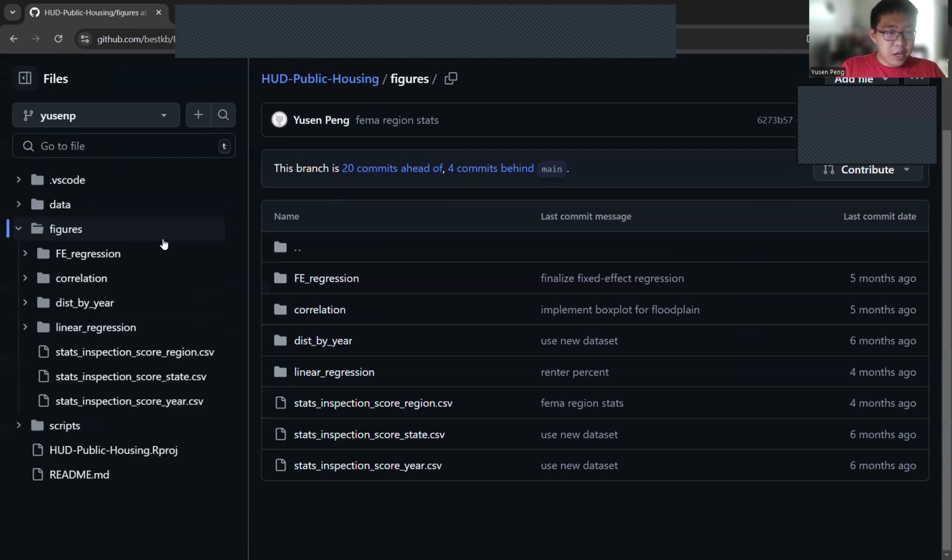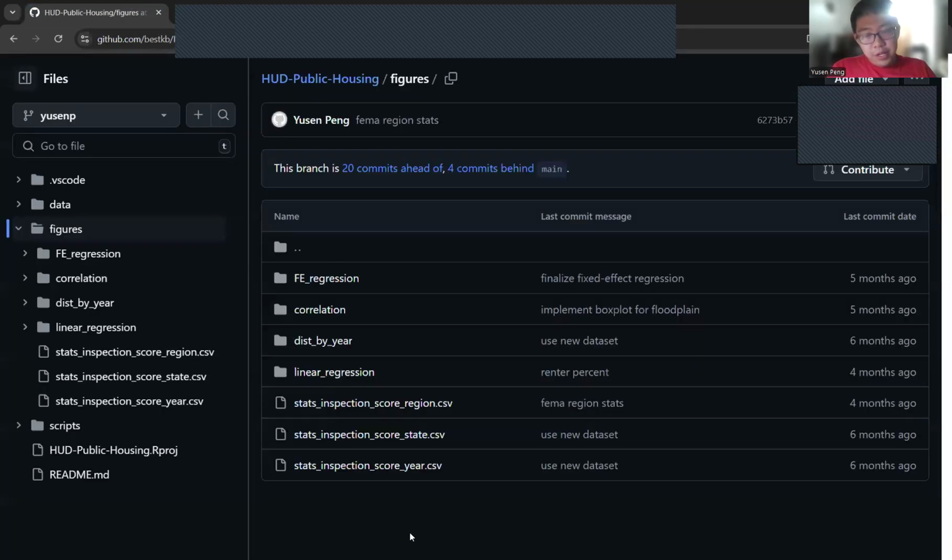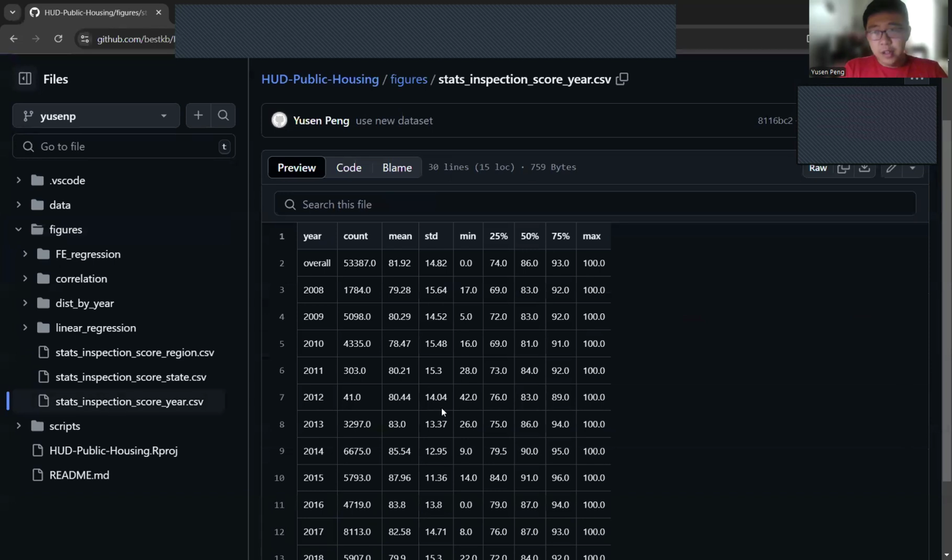Inside the figures, we have different folders, obviously, and these three CSV files are the descriptive statistics I got from last semester. Back to our presentation, we want to know the descriptive statistics across different states, but also across different years. If you go back to the repository, we have three different CSV files. Let's look at the years one. This result is the overall public housing inspection score over years.